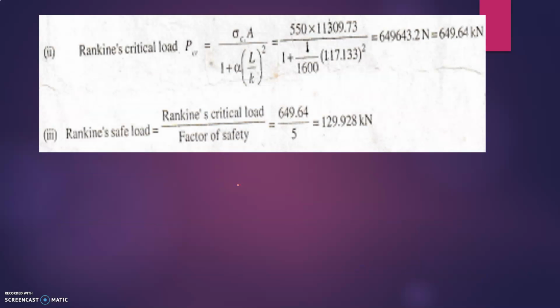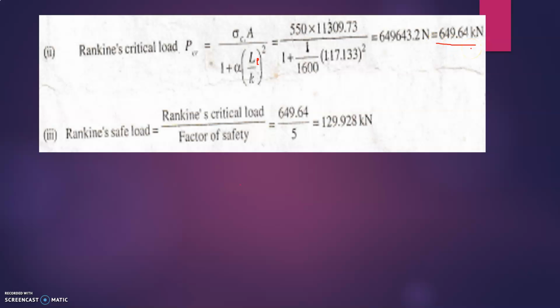Now you can calculate Rankine's load first, then you can find Rankine's safe load. What is the formula? Rankine's critical load is given by sigma C into A divided by 1 plus alpha into LE divided by K whole square. So sigma C is given as 550, into A, the calculated value, divided by 1 plus alpha, which is given, and LE divided by K, that is the slenderness ratio, 117.133, whole square.